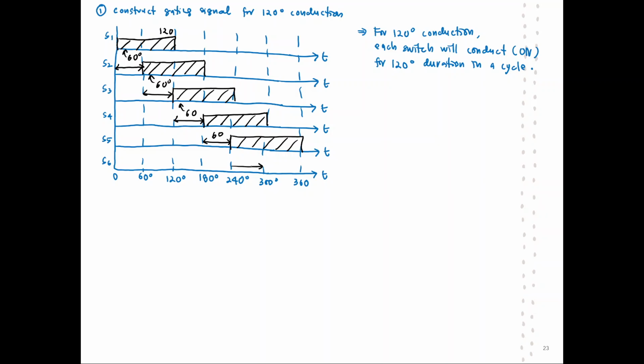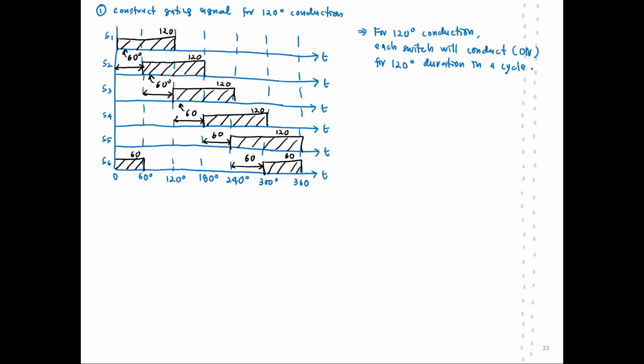And lastly for S6, a 60-degree delay from S5, S6 will start to conduct at 300. As you can see here, it is only able to conduct for 60 degrees, so it has a balance of another 60 degrees. The balance will be placed here, because each of the switches must conduct for a period of 120. Now this is what we call the gating signal waveform for S1 until S6.